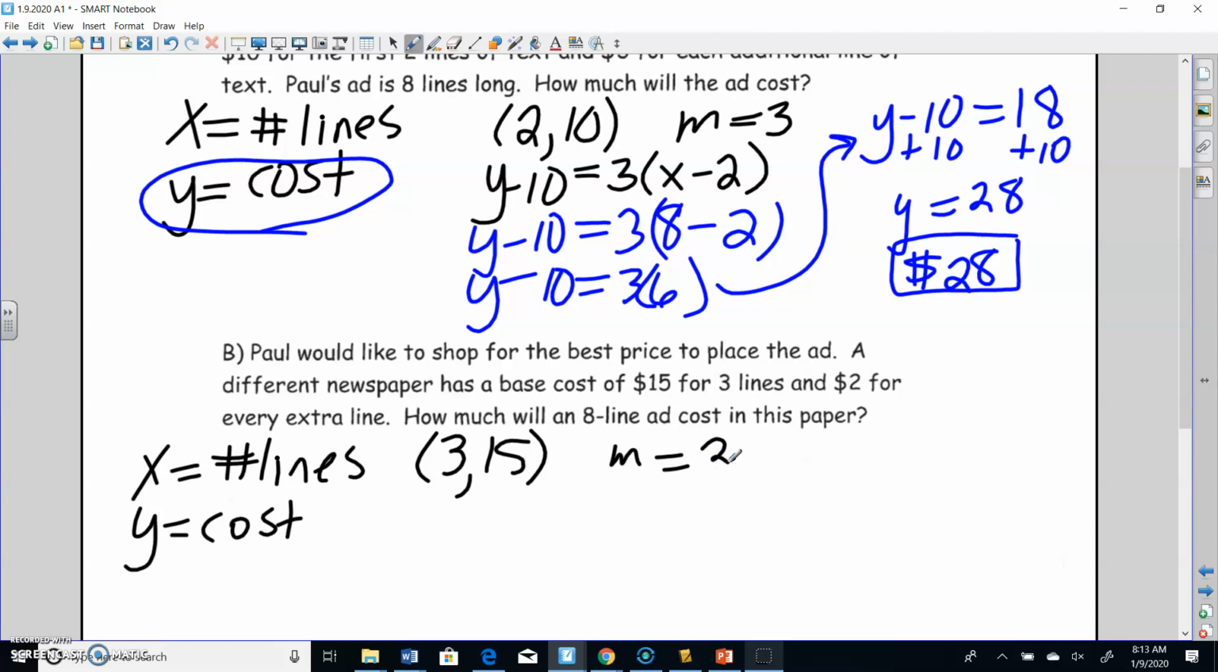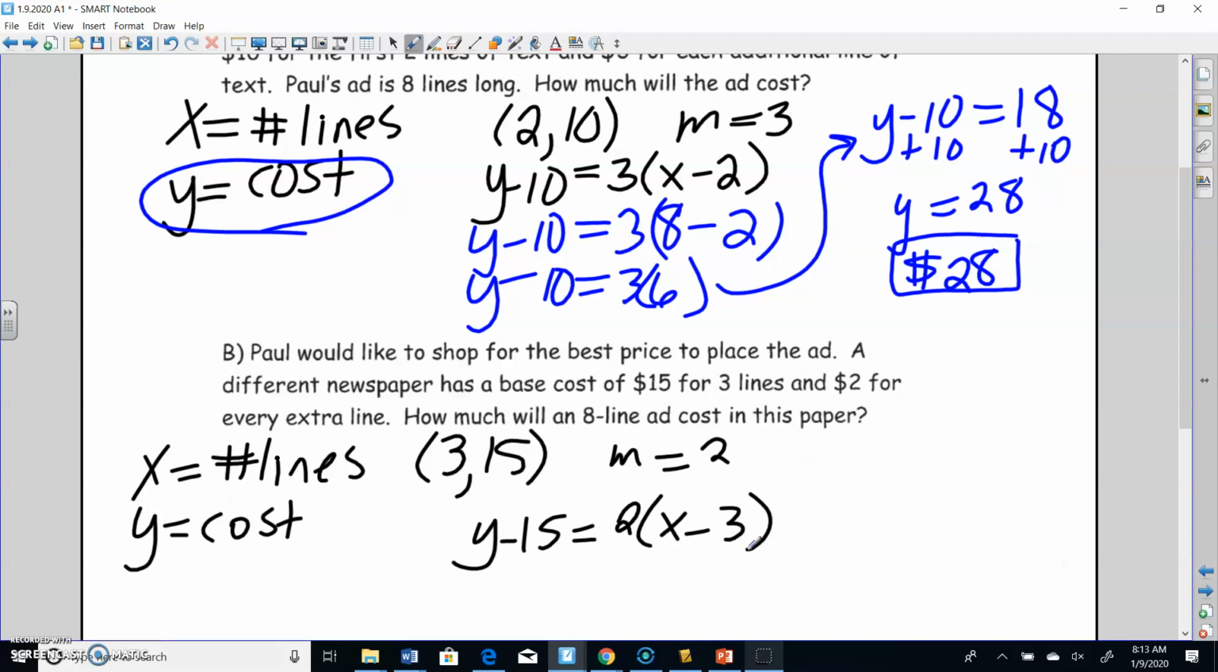So now we can rewrite it in point slope form. y minus 15 equals 2 times x minus 3. Okay, so we have our equation.